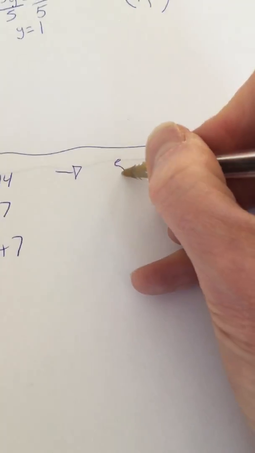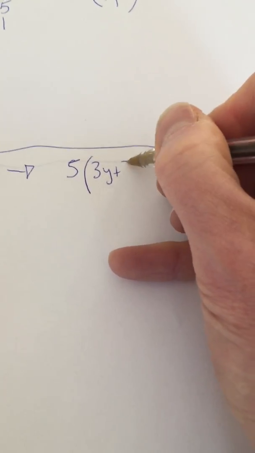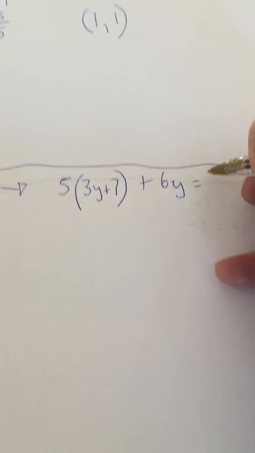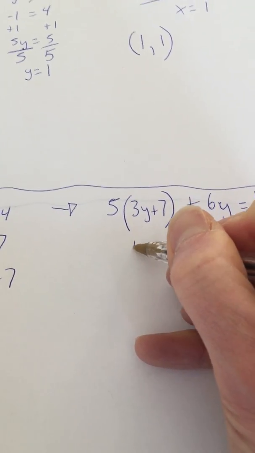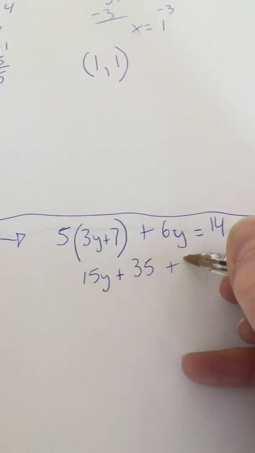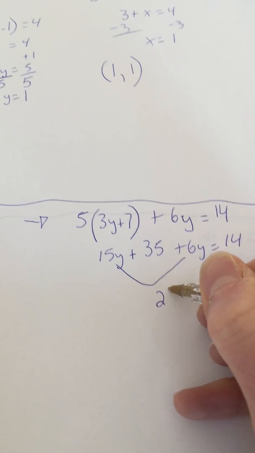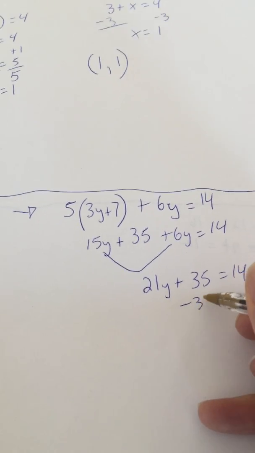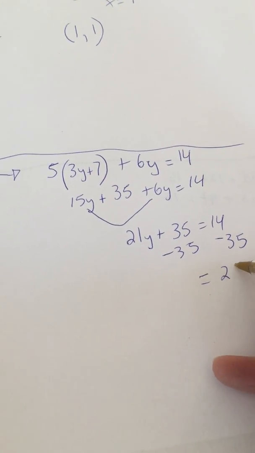So I'm going to do 5 times x, but x is really 3y plus 7. And then there's still this part of 6y and 14. So now I'm going to multiply the 5 times the 3y, and I'm going to get 15y. And I'm going to multiply 5 times 7, and I'm going to get 35. Plus this 6y still. If you put these y's together, you get 21y plus 35 equals 14.